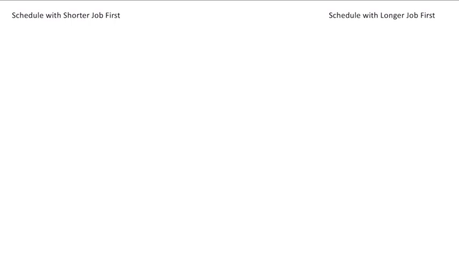So we have the cost of the shorter job first, which is the priority, and since the priorities are the same, I'm just going to use P, times the duration of the shorter job, plus the priority of the second job, which is the same, multiplied by the completion time of the second job. How does that compare with the second schedule?